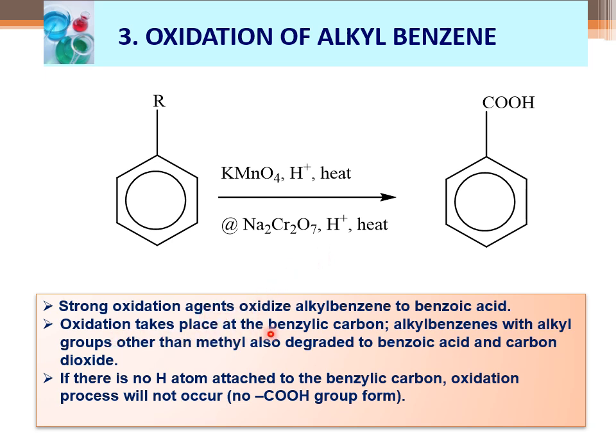Oxidation will take place at the benzylic carbon. Which one is the benzylic carbon? The benzylic carbon is the carbon that is attached directly to the benzene ring. If this carbon has at least one hydrogen, it can be oxidized. But if the benzylic carbon does not have any hydrogen attached to it, the oxidation process cannot occur. So benzoic acid will not be formed.